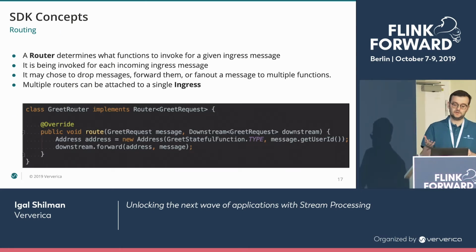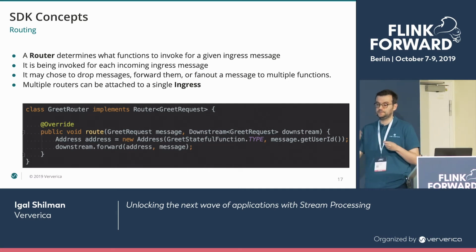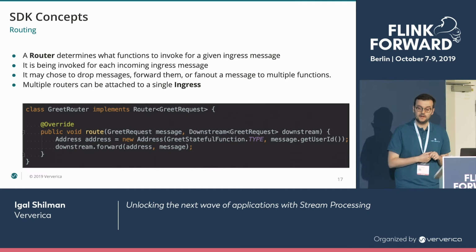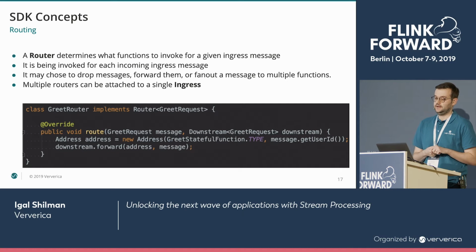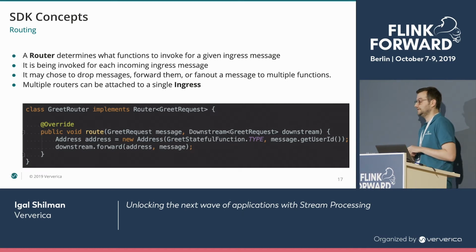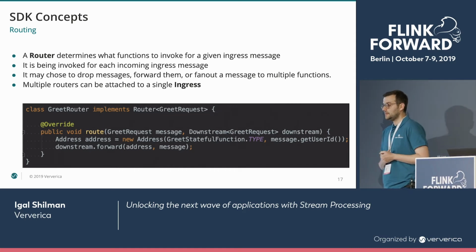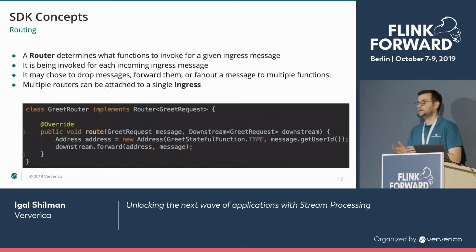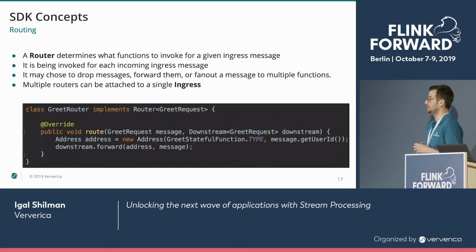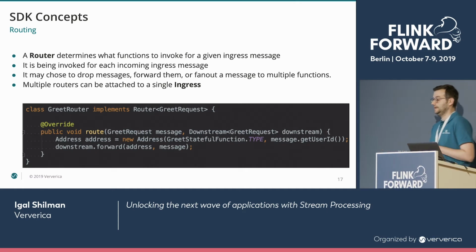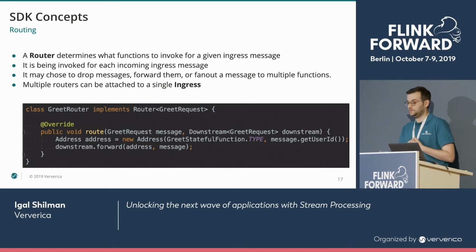So let's talk about how an event, like the initial event, actually finds its way from an ingress to the first stateful function. There is a concept of routing, and basically, a router would determine which function to invoke at the beginning. Routers are attached to an ingress, and you can attach multiple routers to an ingress, and each router would be invoked on every incoming message from the ingress.